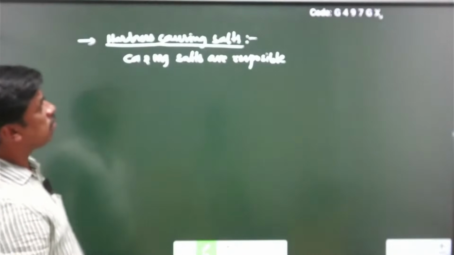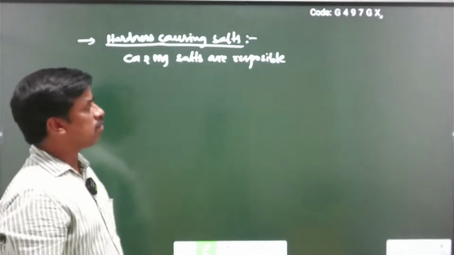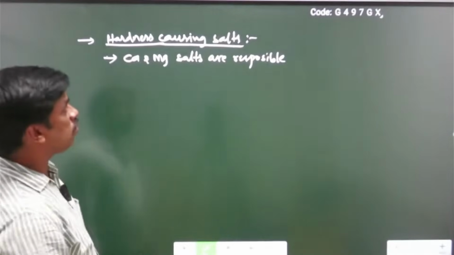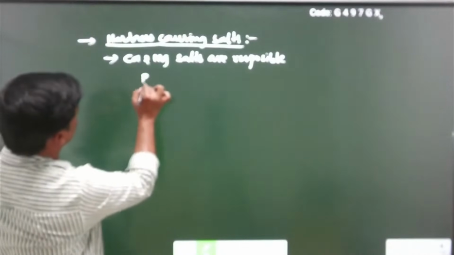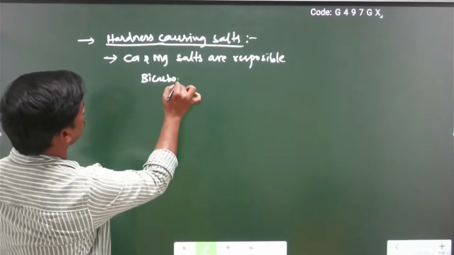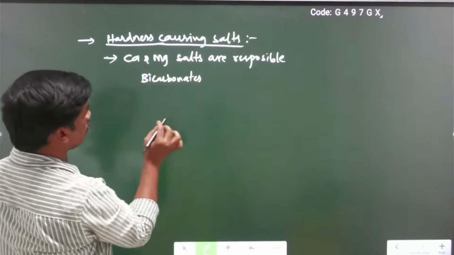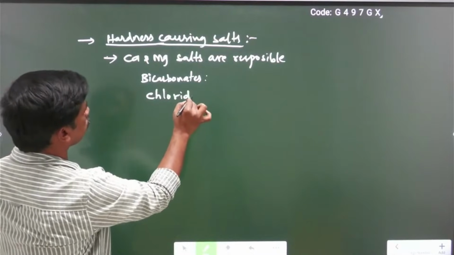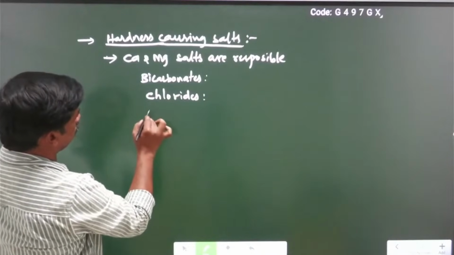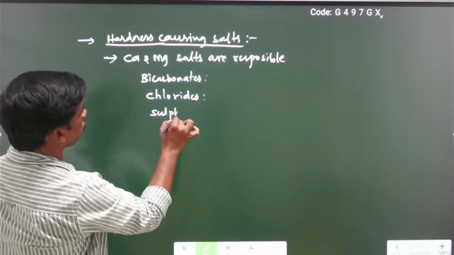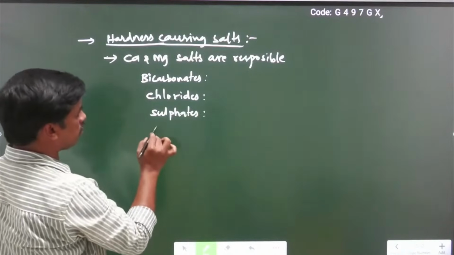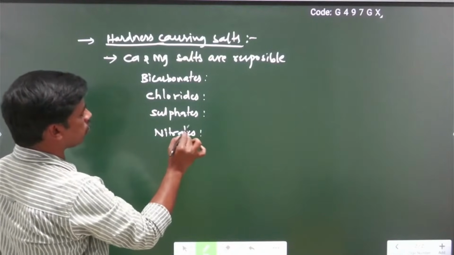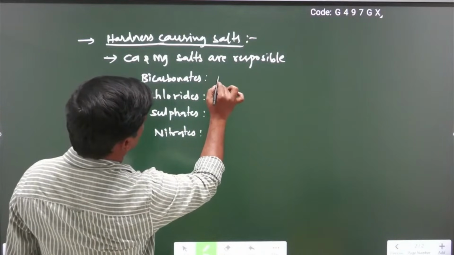Calcium and magnesium salts are responsible for hardness. Which exact salts are responsible? Bicarbonates of calcium and magnesium. Next, chlorides of calcium and magnesium. Sulfates of calcium and magnesium. Nitrates of calcium and magnesium.